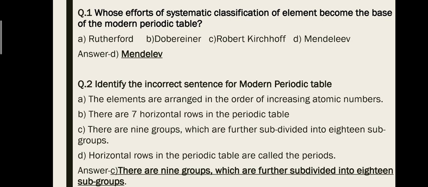Mendeleev. Question number 2. Identify the incorrect sentence for the modern periodic table. Options are A. The elements are arranged in the order of increasing atomic number. Option B. There are 7 horizontal rows in the periodic table. Option C. There are 9 groups which are further subdivided into 18 subgroups. Option D. Horizontal rows in the periodic table are called the periods. The correct answer is C. There are 9 groups which are further subdivided into 18 subgroups.